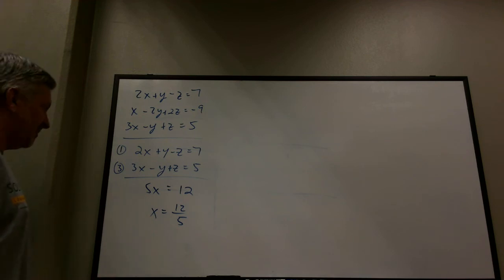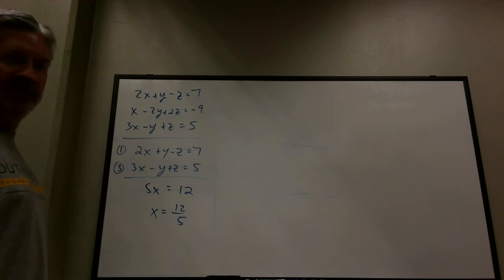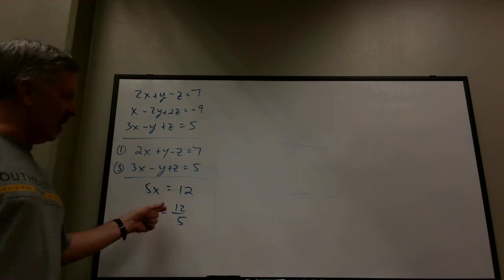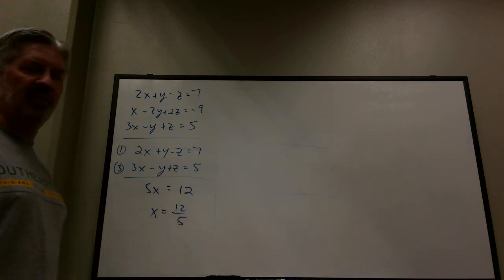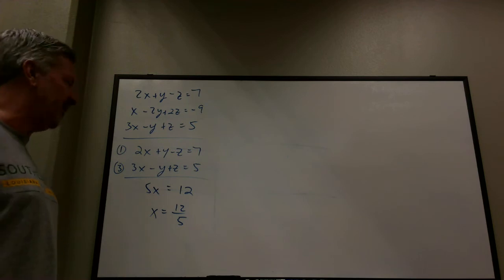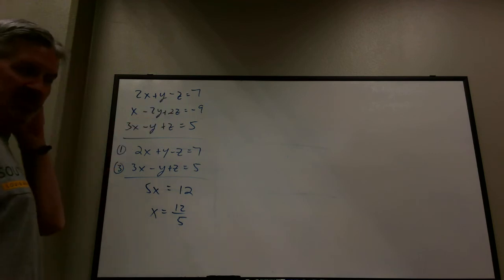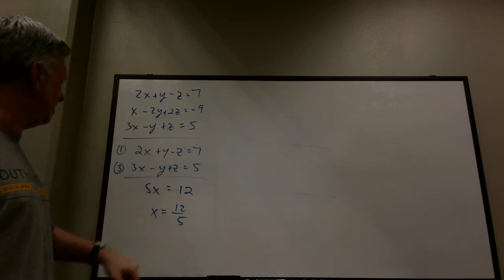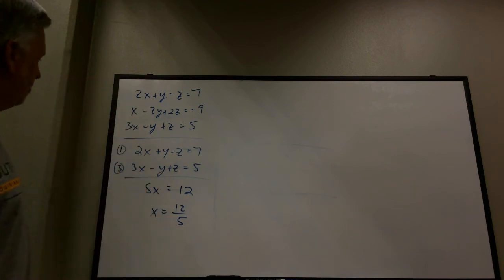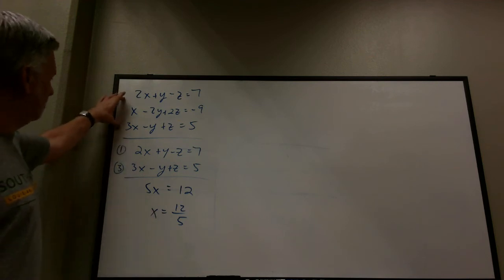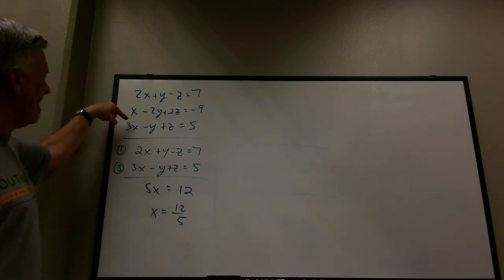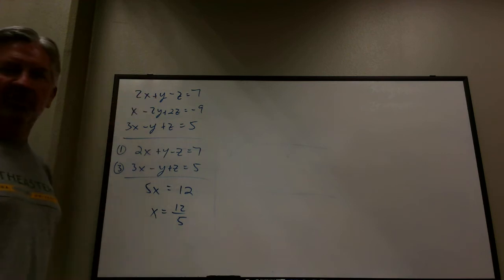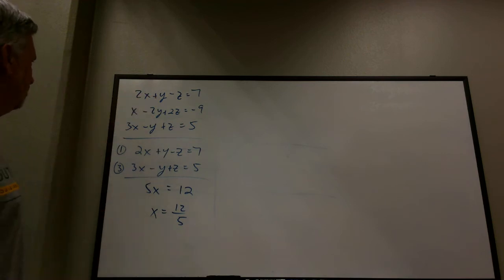Now, what do you do in this situation? Because in the previous examples, I said, well, once you get one of them, plug it back into one of the equations with 2 variables to figure out the other variable. But I don't have a situation like that. So what do you do when something like this happens and we get x is 12/5? Well, what you do is just pick 2 of the equations, plug 12/5 in for x, and then you'll have 2 equations and 2 variables, and you can solve for the other 2.